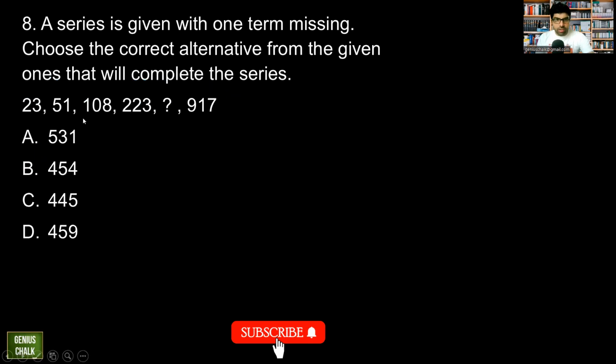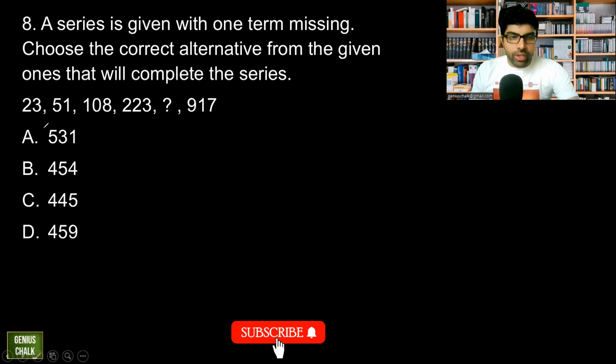A series is there. We have to find the missing number. So it is 2, 3, 5, 1. What is the difference? Just write the difference here. Or you just check like this. 23 double. 23 into 2, 46 plus 5. That will give you 51. Now 51 into 2, because these are almost double, and it is 102.